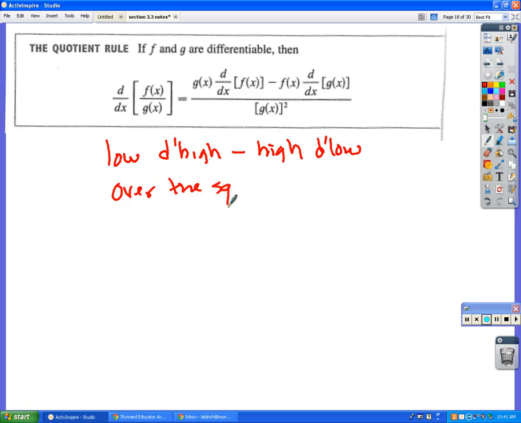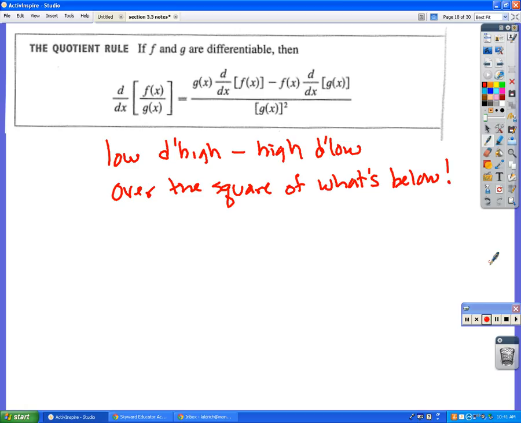over the square of what's below. Okay, so that is the easy way to remember the quotient rule.